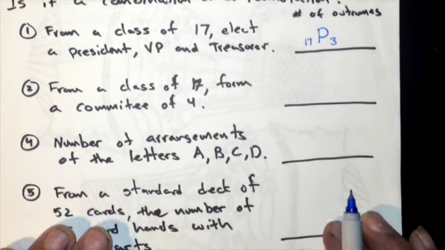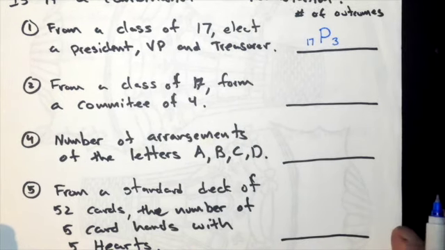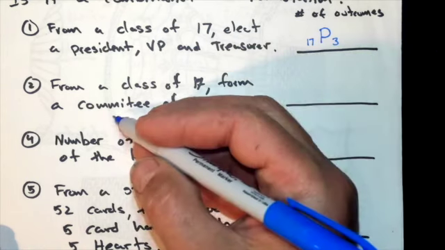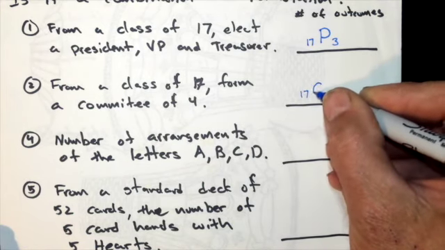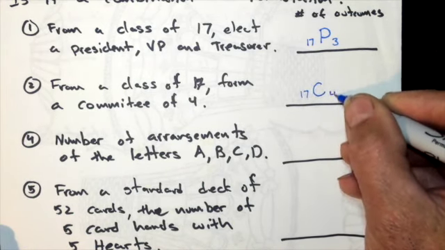Okay, let's look at another one. From a class of 17, form a committee of 4. How many ways can I form a committee of 4? Okay, so in this case, the committee, it doesn't matter. So I've got 17. I'm going to choose 4 of them where order doesn't matter.